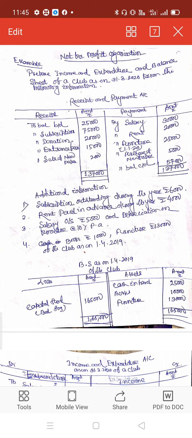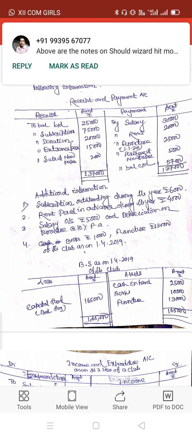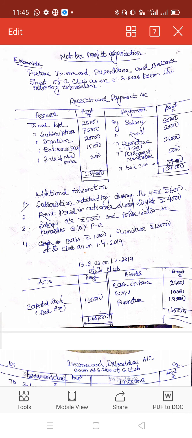In this period, we have to discuss the meaning, some basic terms used in not-for-profit organizations, and preparation of income and expenditure account and balance sheet with the help of receipt and payment account and additional information.